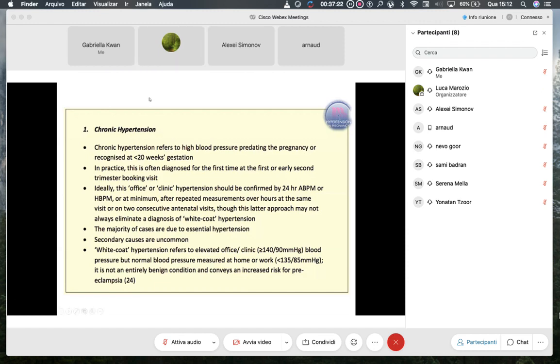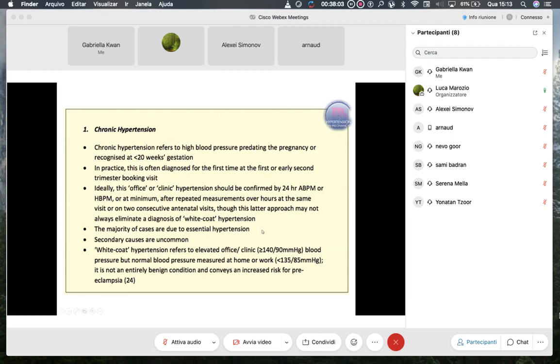Most cases of chronic hypertension in pregnancy are due to essential hypertension. Secondary causes of hypertension are not common, but they are possible, particularly in young women, who may be at high risk for some types of pathologies such as renal pathology, autoimmune pathology, or endocrine disorders.